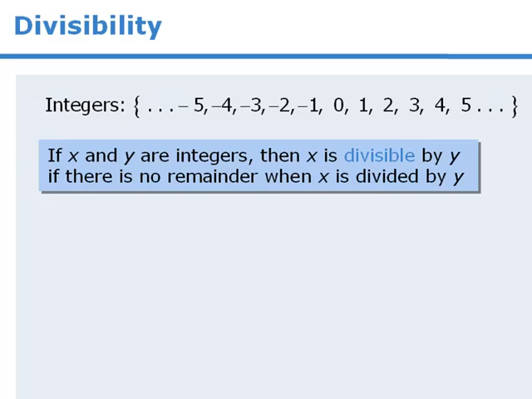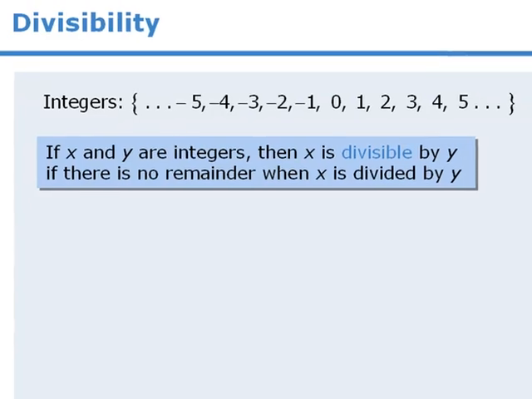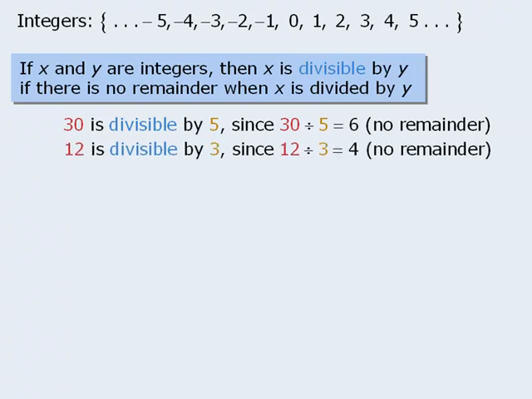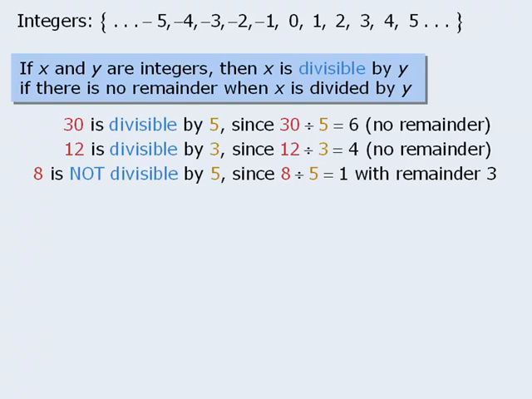If x and y are integers, then we say that x is divisible by y if there is no remainder when x is divided by y. For example, 30 is divisible by 5 since 30 divided by 5 gives us a quotient of 6 with no remainder. Similarly, 12 is divisible by 3 since 12 divided by 3 is equal to 4 with no remainder. Conversely, 8 is not divisible by 5 since 8 divided by 5 is equal to 1 with remainder 3.